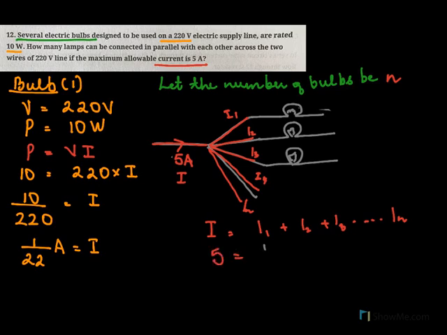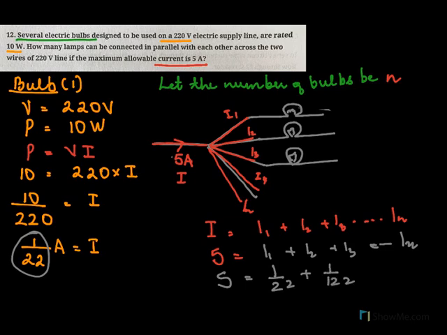So I'll write 5 equal to I1 plus I2 plus I3 up to In. So 5 equal to, I we know is 1 over 22, so 1 over 22 plus 1 over 22, n times. In each of the circuit there is 1 by 22 amperes flowing in each of these branches because there are n such bulbs. So we have 5 equal to n into 1 by 22.